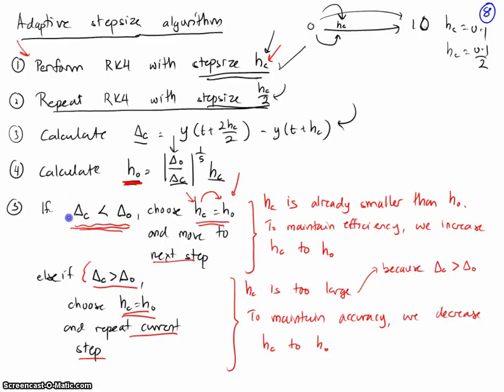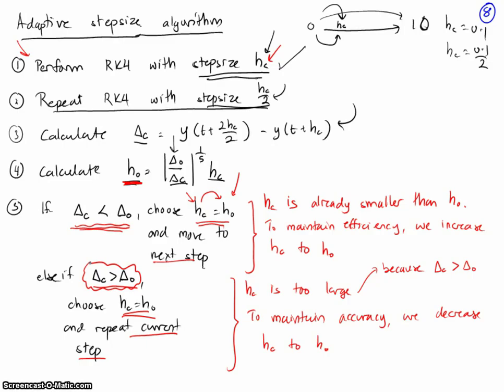And in the case when the current error is larger than the tolerance, it means that the HC that you select is probably too large, which causes the current error to be larger than the tolerance that you choose. So if your current error is larger, it means that your HC is actually too large. What happens if you use a step size that is too large?